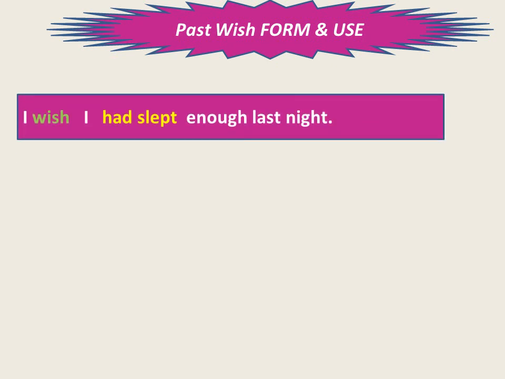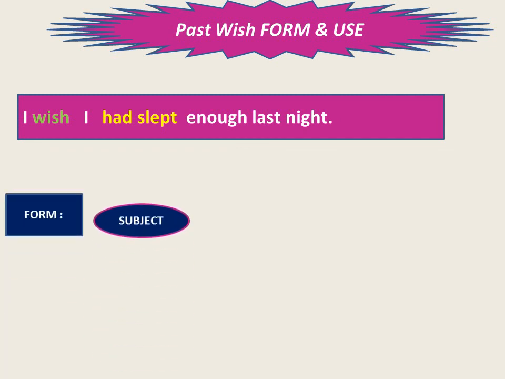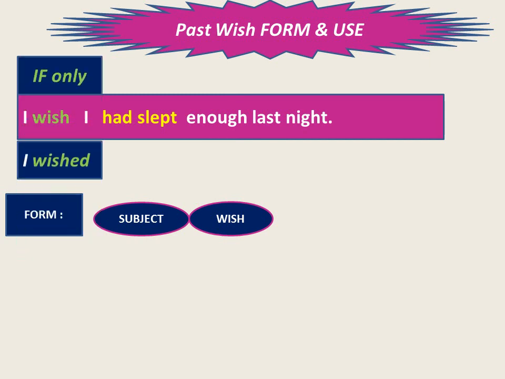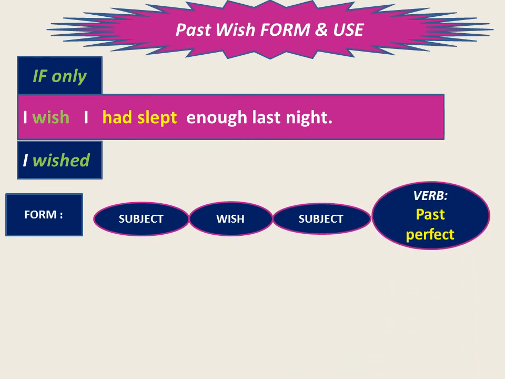Okay, what is past wish form and use? First of all, let's look again at this example. I wish I had slept enough last night. So what is the form in this example? We have subject, which is I, plus wish, and here of course you can change wish and say if only, or you can say I wish, which is wish plus ed. Then we have another subject, which is I, plus verb in the past perfect, which is had slept. Of course here we have had plus verb in the past participle.